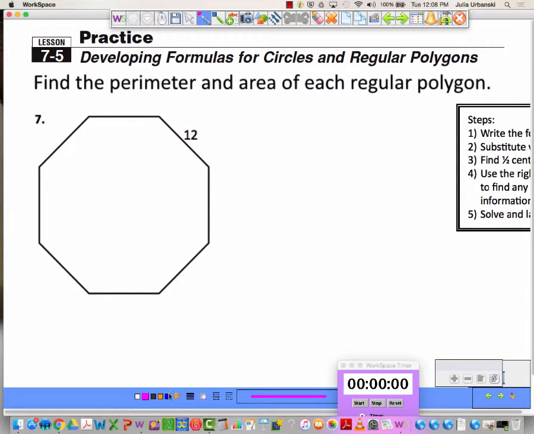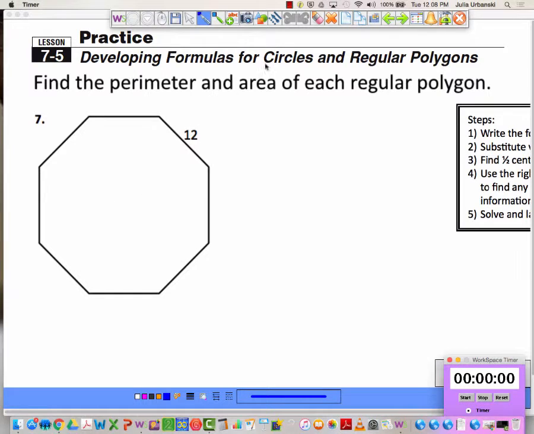Number 7. Alright, so what you're going to do is go to the center and create a triangle. A lot of people like to make it on the bottom one right there. If I can find the area of this one triangle, all I would have to do is what? Multiply by how many though this time? 8. Well, this time there's 1, 2, 3, 4, 5, 6, 7, 8 triangles that would fit in there.